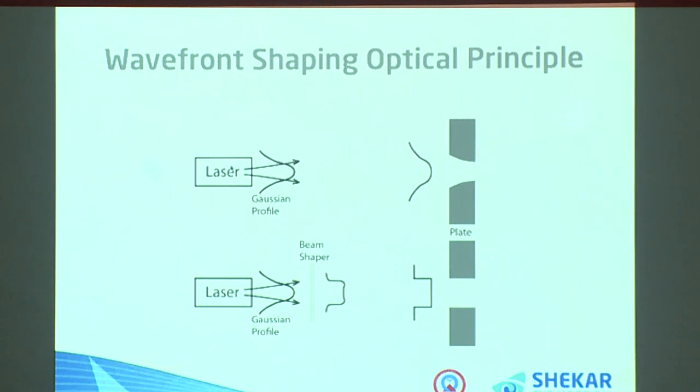This is how the light goes. It has a Gaussian profile. In industries, this is used to make cuts in iron. If you use this laser beam, this is how it cuts the iron piece. By putting a beam reshaper, this Gaussian beam is reshaped into this kind, and this kind of a punched out cut is possible in industries.